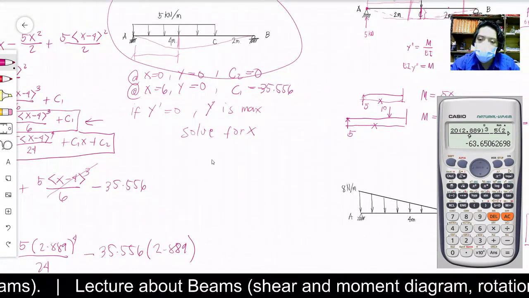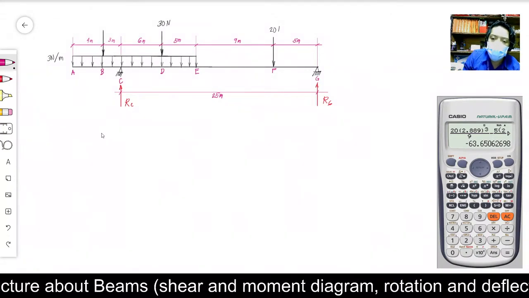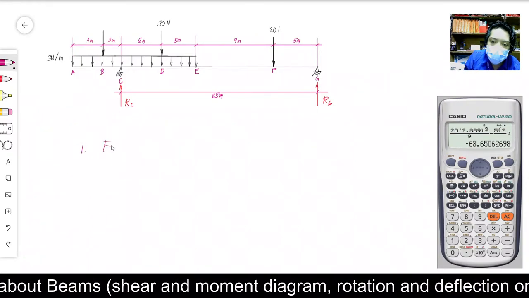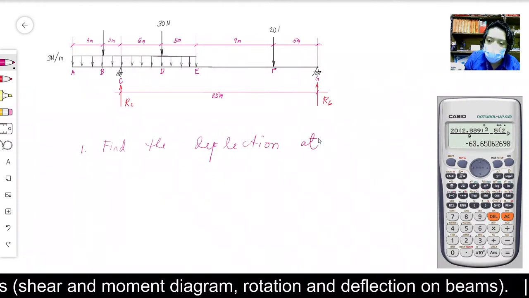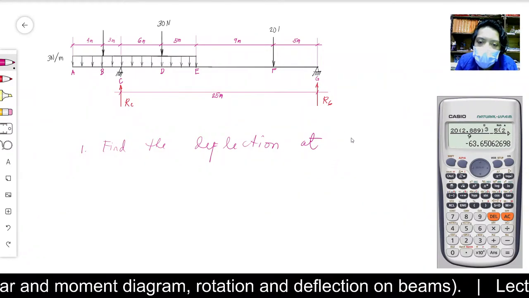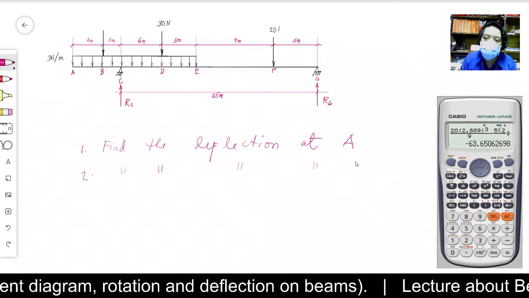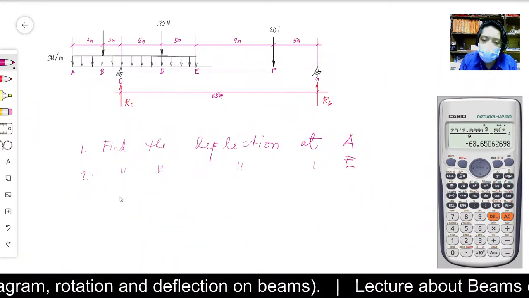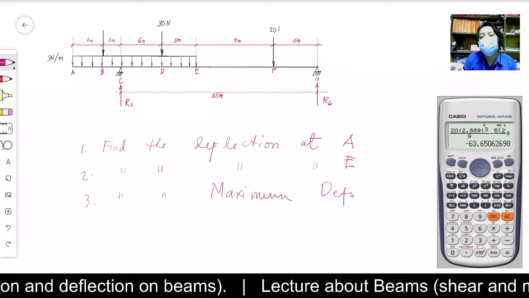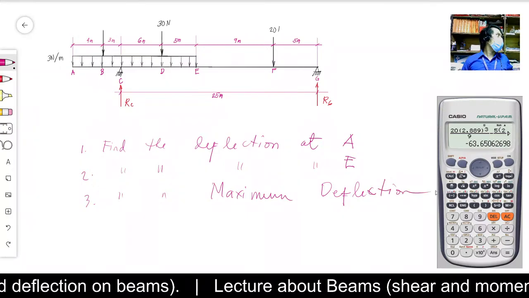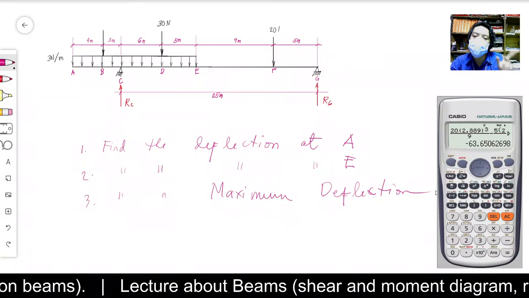Okay, this one right here. I will write it here. Number 1, find the deflection at A. Number 2, find the deflection at E. And number 3, find the maximum deflection. Okay, this is your assignment. It is the same beam as earlier.